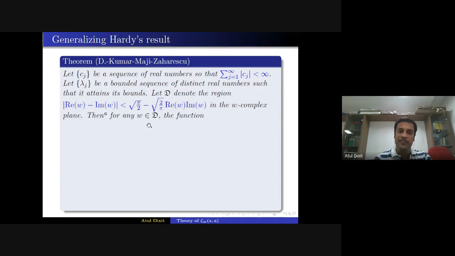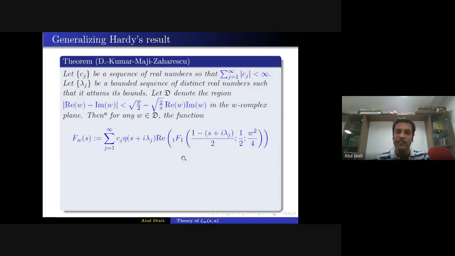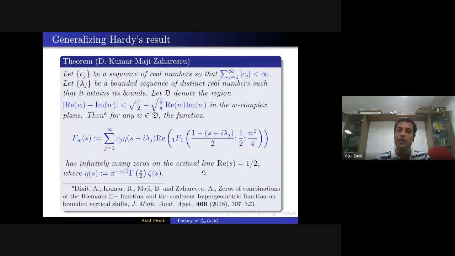And for any w in this region, if I construct this function f sub w of s to be this infinite series, then it also has infinitely many zeros on the critical line. Now, Hardy's theorem is but one special case of this, when all but one of your c_j's equal 0, and the remaining one, which is non-zero, equals 1. And when one takes w also equal to 0, then one gets essentially the Riemann zeta function. And so there one gets Hardy's result. Okay, so we have already seen a lot of applications of these modular type transformations involving Riemann zeta functions.